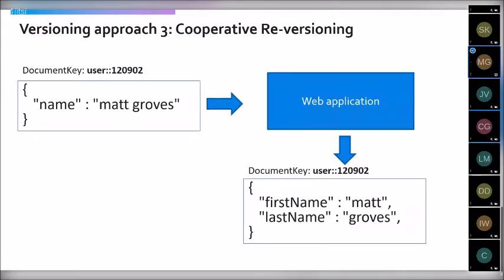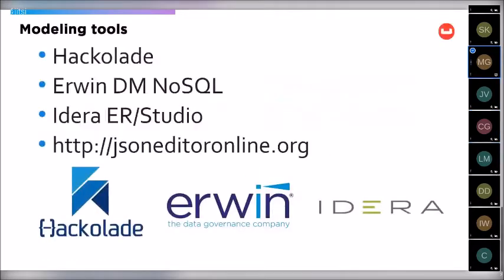So those are three approaches to managing those schema changes, and you can combine them if you want to. Maybe there's another approach I don't know about. Feel free, if you've gone through this process, let me know. There are some tools for going through this modeling process in a cooperative way with your team. They have them for relational databases as well, but there are some for NoSQL databases.